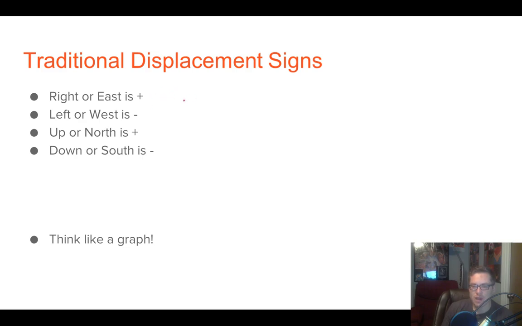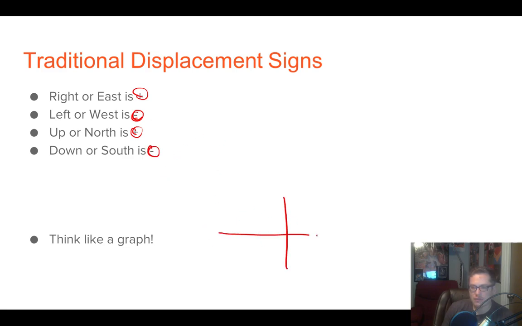If you're moving to the right, or if you hear somebody's moving east, then we make that positive. If they're moving left or west, it's negative. Probably shouldn't underline it, then it looks like an equal sign. Okay, positive, negative. If they're moving up or north, it's positive. If they're moving down or south, it's negative. So think like a graph.